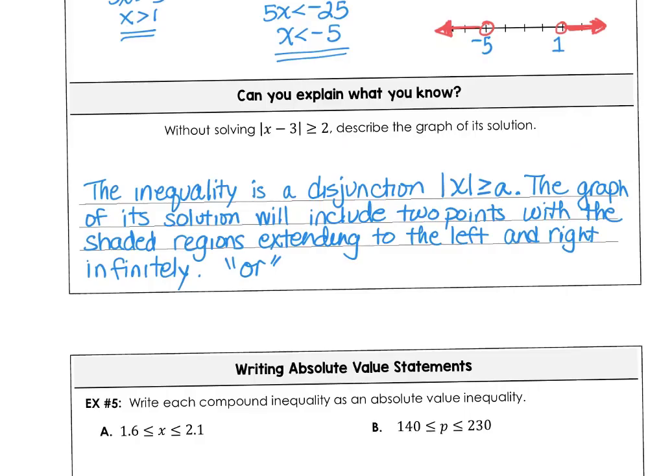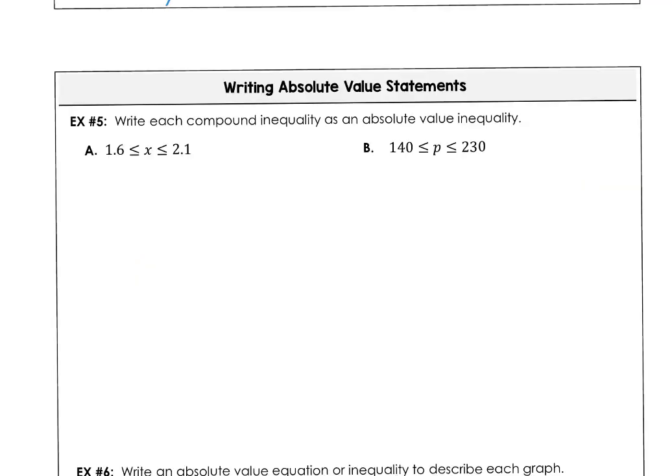And I said something like this. This statement is a disjunction. It's an OR statement. So the inequality graph will include 2 points, and the shaded regions will extend to the left and to the right infinitely because it's an OR statement. Hopefully you understood the graph that way as well. In the last 4 examples, we're going to write compound inequalities as absolute value inequalities.